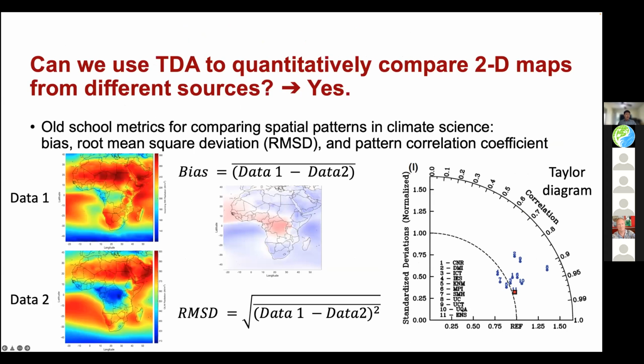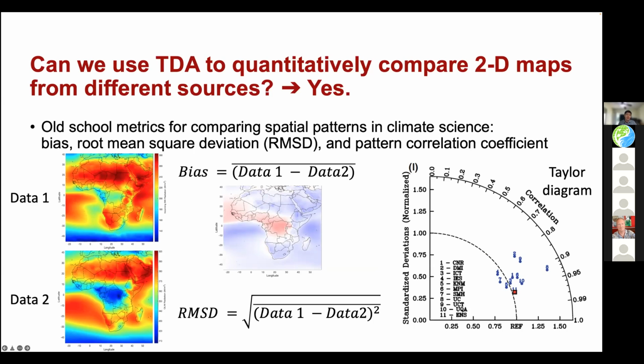In our work, we try to answer this question. It seems like it doesn't really look like a scientific question that much, but this question is very important. It is because almost all climate scientists, including me, have been using these old-school metrics like bias, root mean square deviation, and pattern correlation when comparing spatial patterns between different data sets.